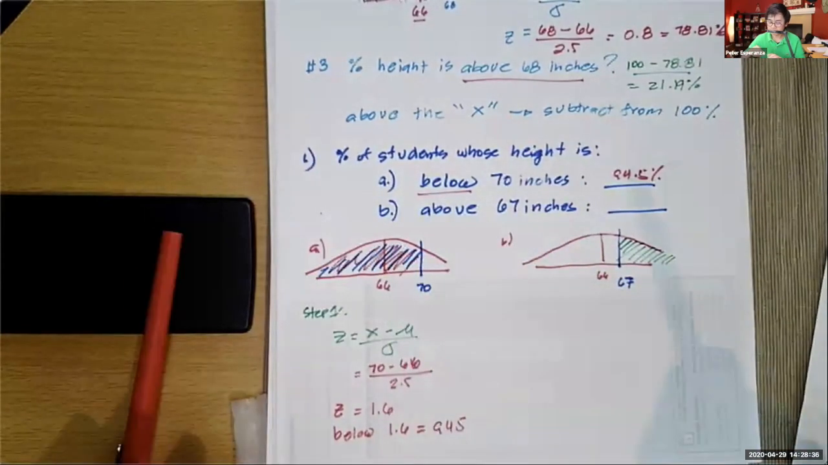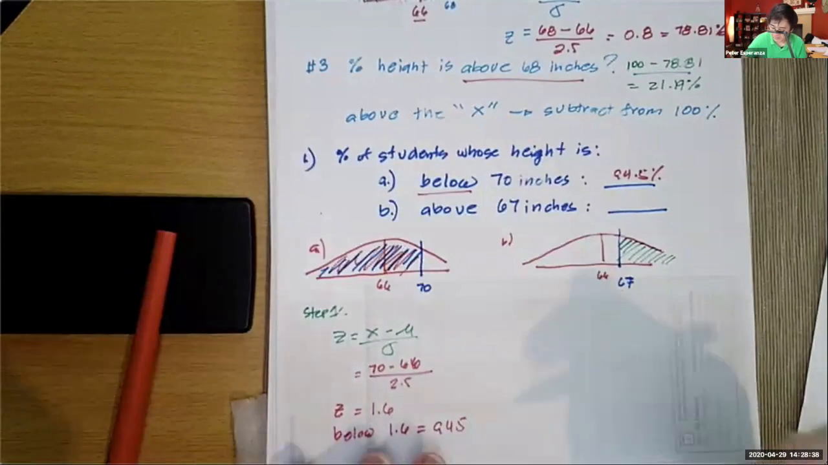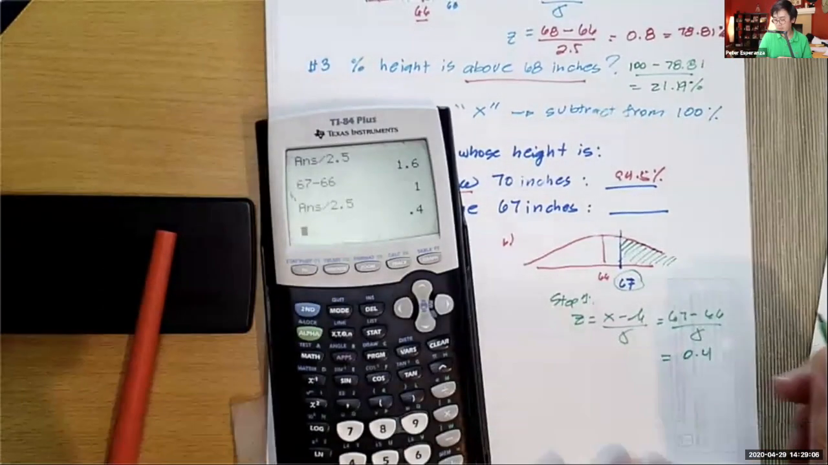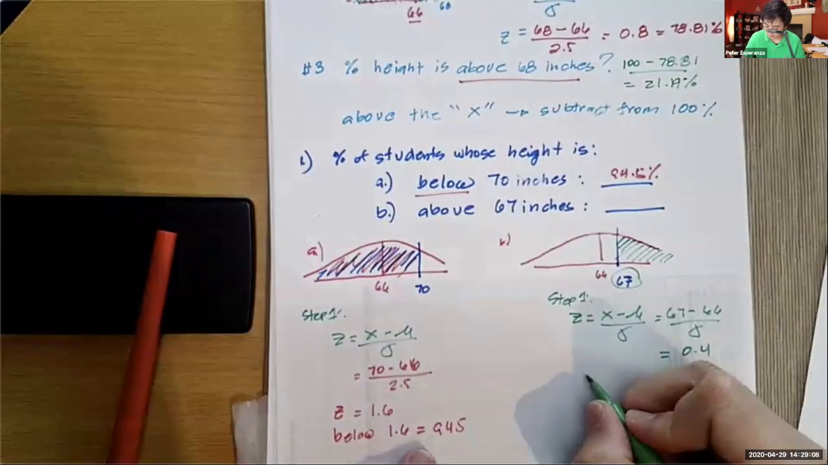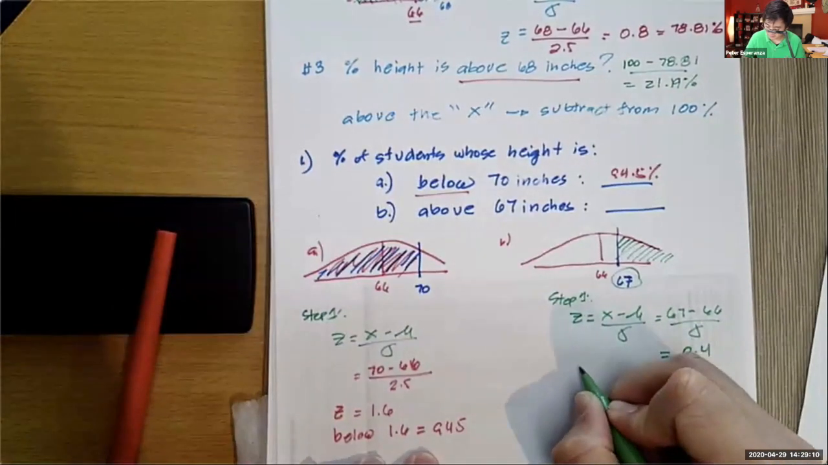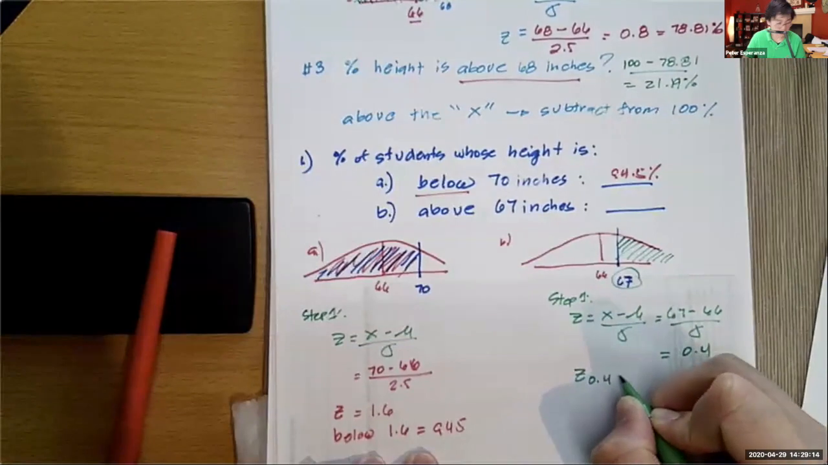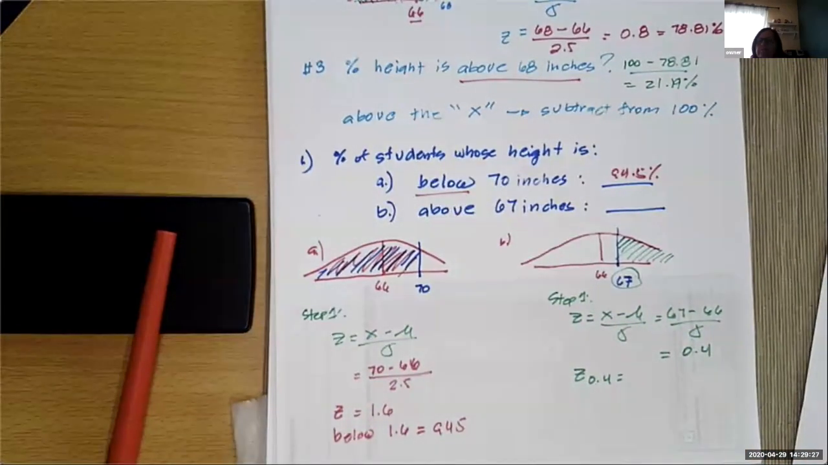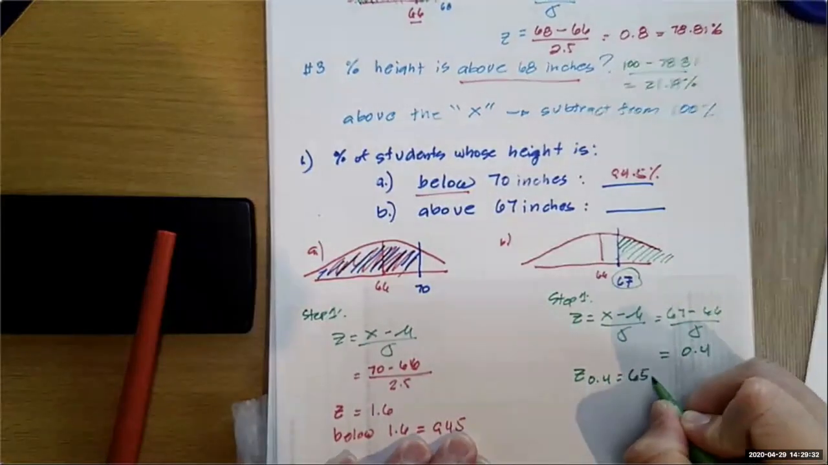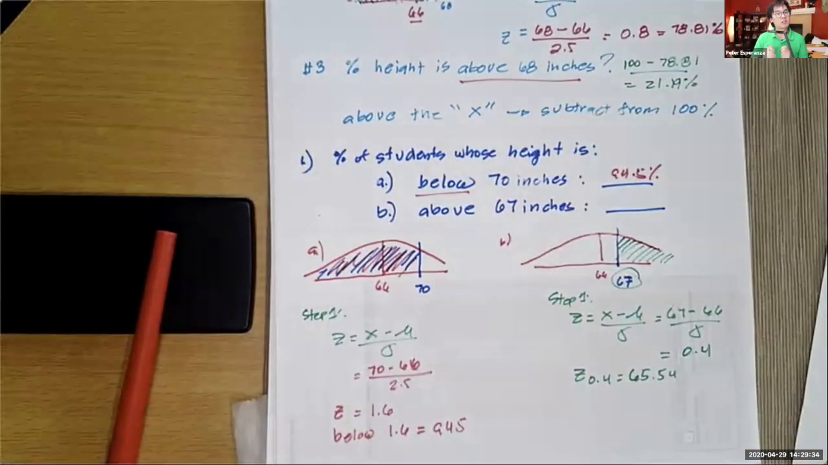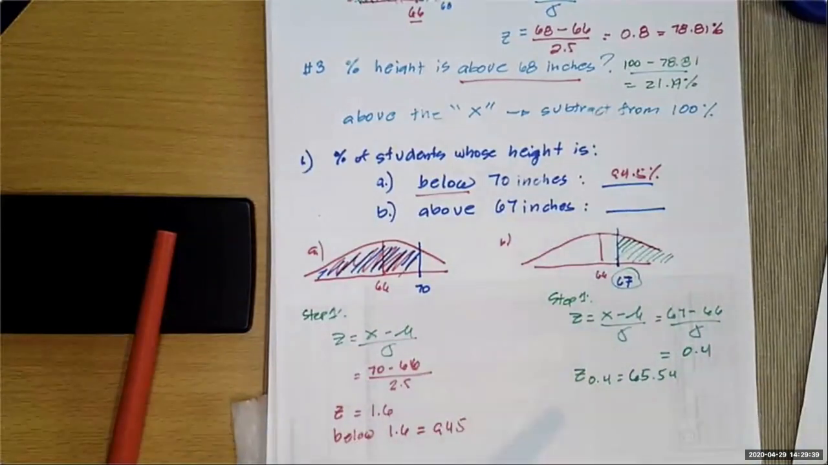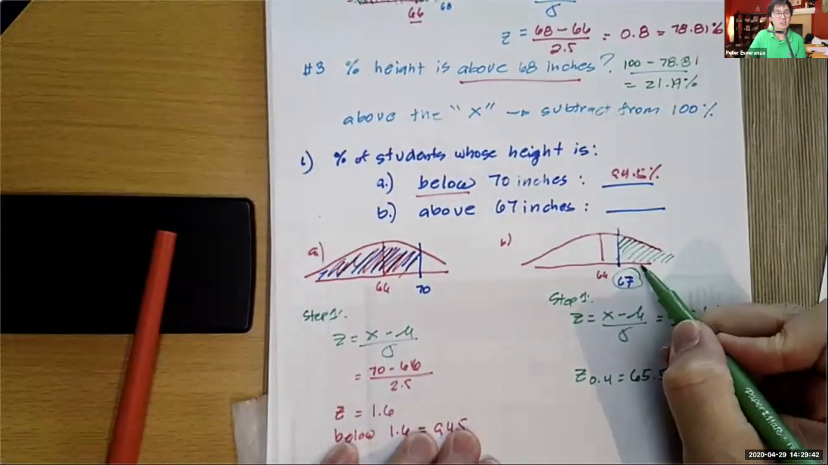Now the next one, z-score. The z-score of 0.4 is going to give me, you see 65.54? Yes. 65.54, which is above 50%, right? Yes. Now look at your diagram.